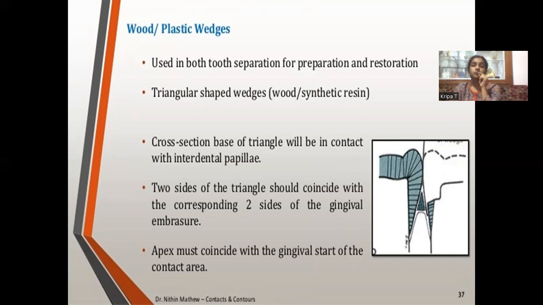Wedges can be wooden or plastic. Triangular anatomic form is preferable. This is for both tooth separation for preparation and restoration. Anatomic triangular wedges will have a triangular cross section, with the base contacting the interdental papilla. The sides coincide with the embrasure, and the apex is towards the gingival starter contact area.